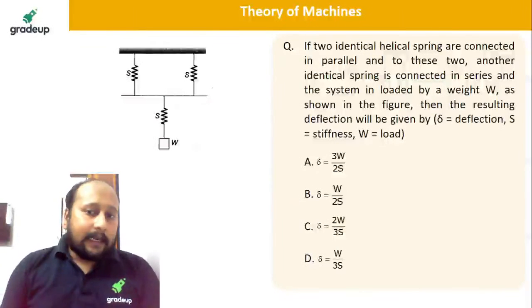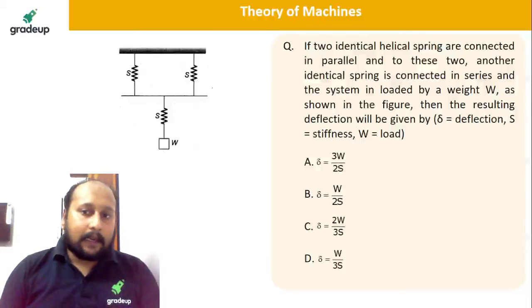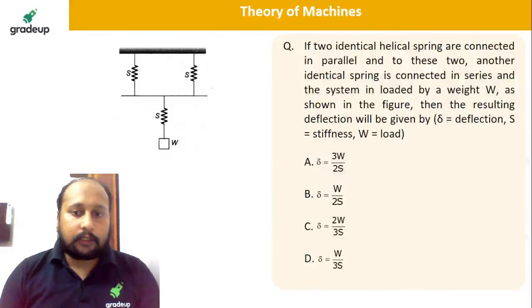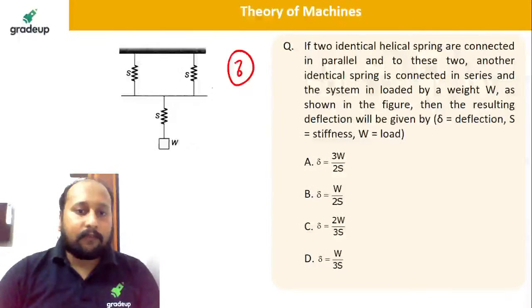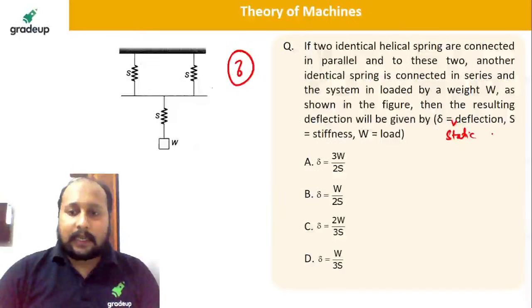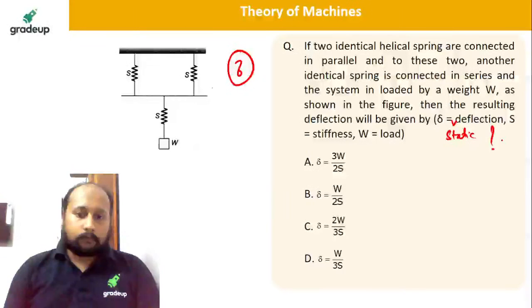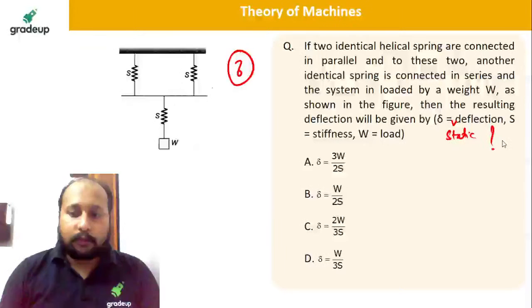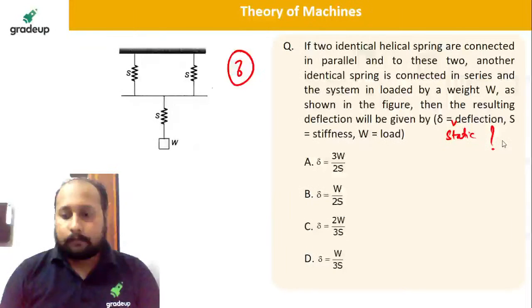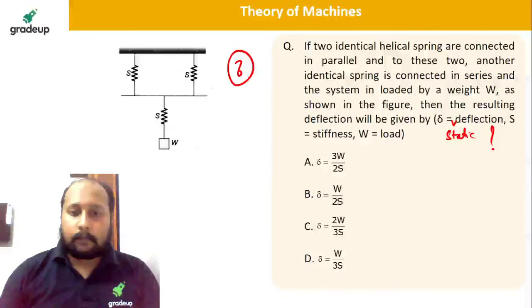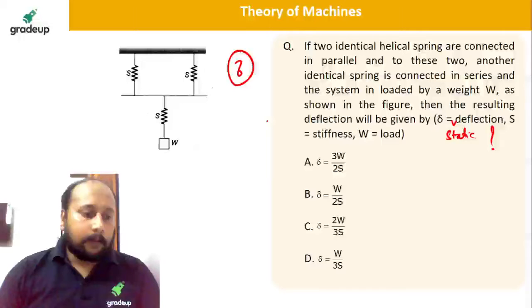There are some identical springs connected in parallel and series. You have to tell me what is the deflection of this particular spring. What is the static deflection? Many of the students might have solved this question. What is the static deflection, delta? Option A, option B, option C or option D? What is deflection? Quickly.